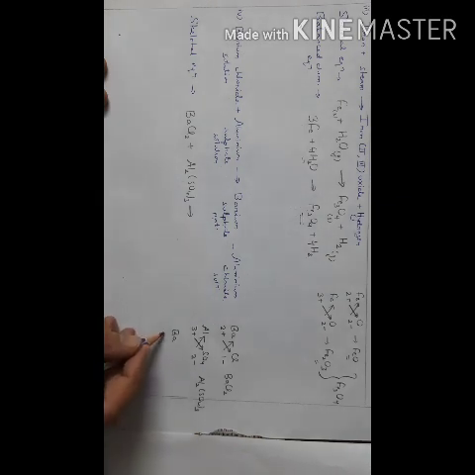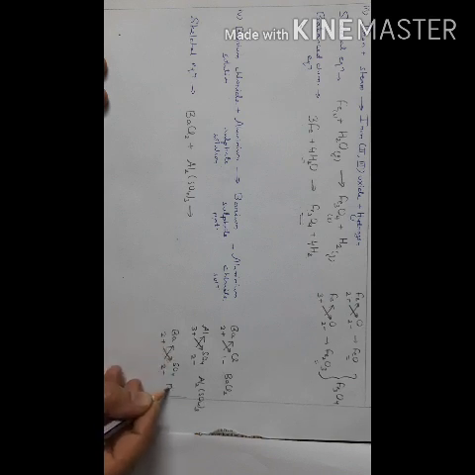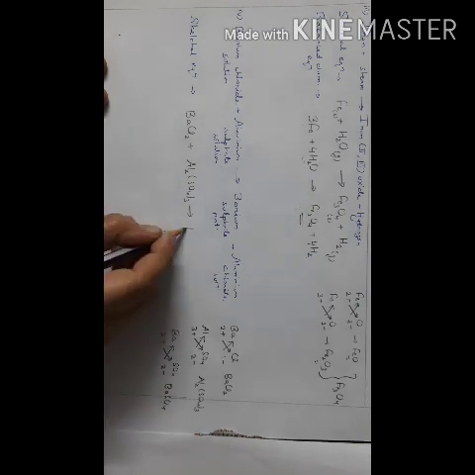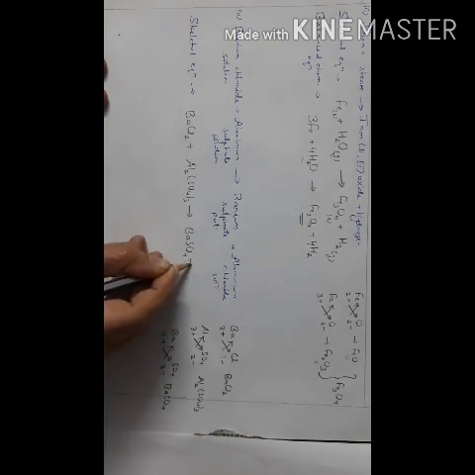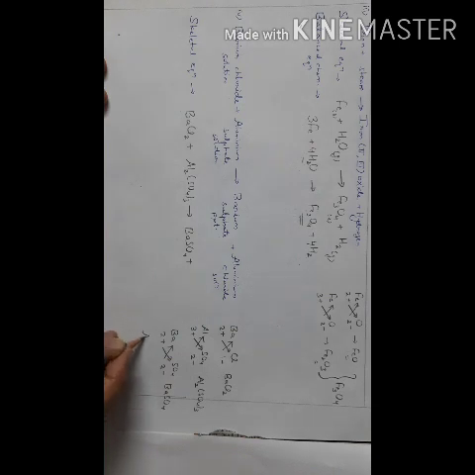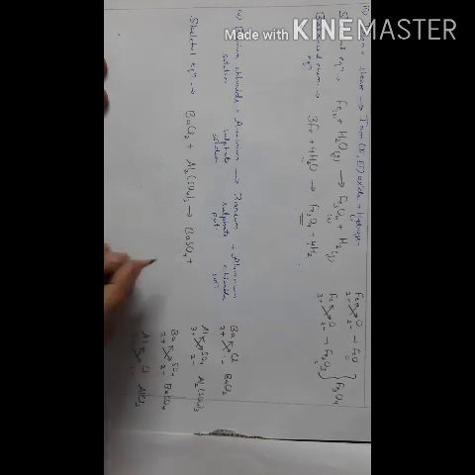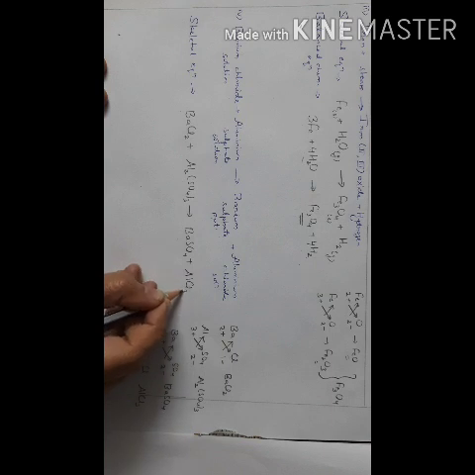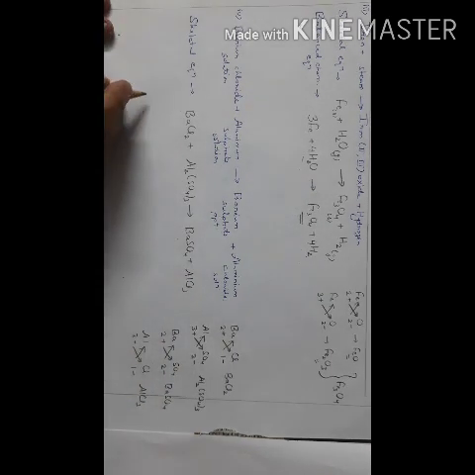Barium sulfate. Barium ions again 2 plus, sulfate ions 2 minus. So the formula becomes BaSO4. And the last one is aluminium chloride. Aluminium chloride, Al ions again 3 plus, chloride ions 1 minus. Derive the formula, this becomes AlCl3. So plus AlCl3.